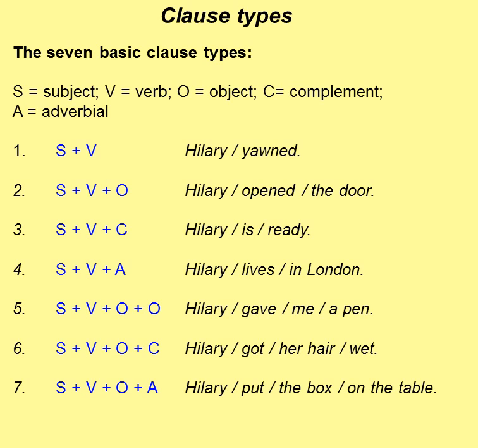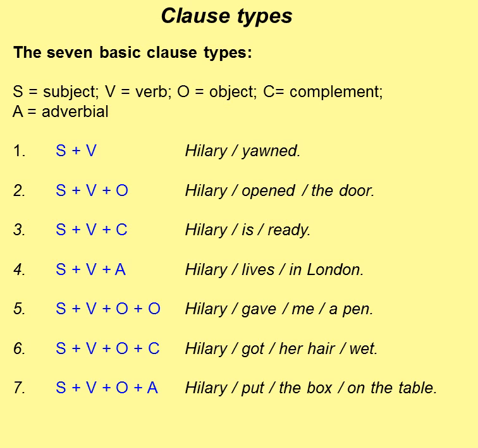And finally we can have subject, verb, object and adverbial. So, Hilary put the box on the table. With this last one, it is possible to change the order. We can actually have the adverbial at the beginning of the sentence. Not in this example sentence, obviously, we couldn't start with "on the table", but you'll see in the next slide that it is possible to change the order of the adverbial sometimes.